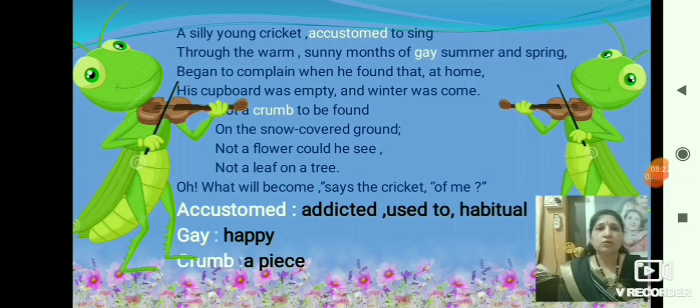On a snow-covered ground, not a flower could he see, not a leaf on a tree. Means he did not see any flower or any leaf on a tree to eat, or a single piece of food on that snow-covered ground. Oh, now what happened? What will become of me, says the cricket. Now what does the cricket say? What will happen means what happened with me. What will become of me, says the cricket. मेरा क्या होगा कलिया? ऐसे cricket सोचता है.